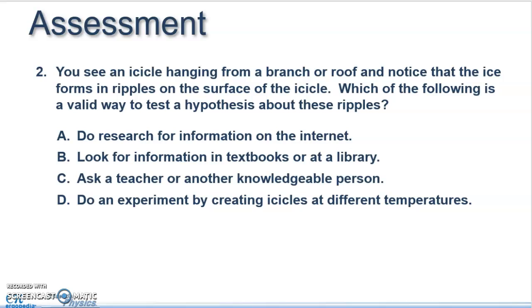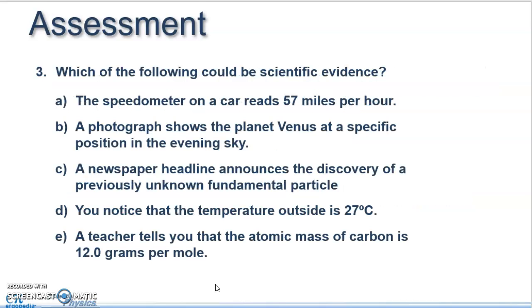You see an icicle hanging from a branch or roof, and notice the ice forms some ripples on the surface of the icicle. Which of the following is a valid way to test a hypothesis about these ripples? Would you do research? Would you look for information? Would you ask a teacher, or do an experiment? Valid way to test a hypothesis. That's it. You would do an experiment.